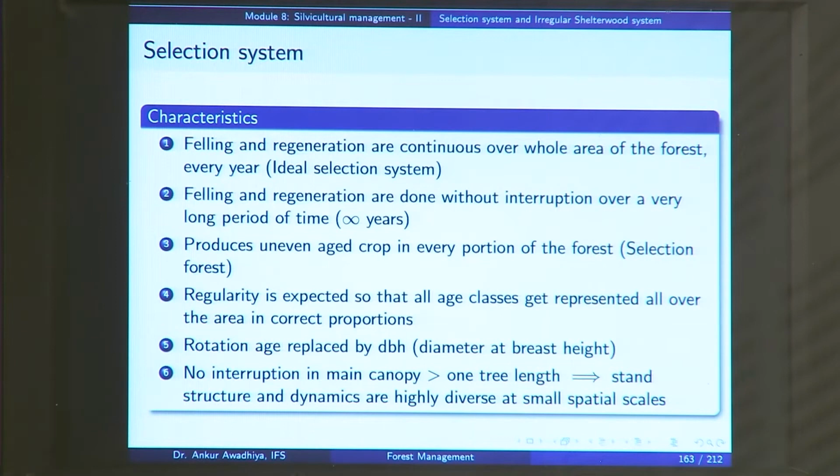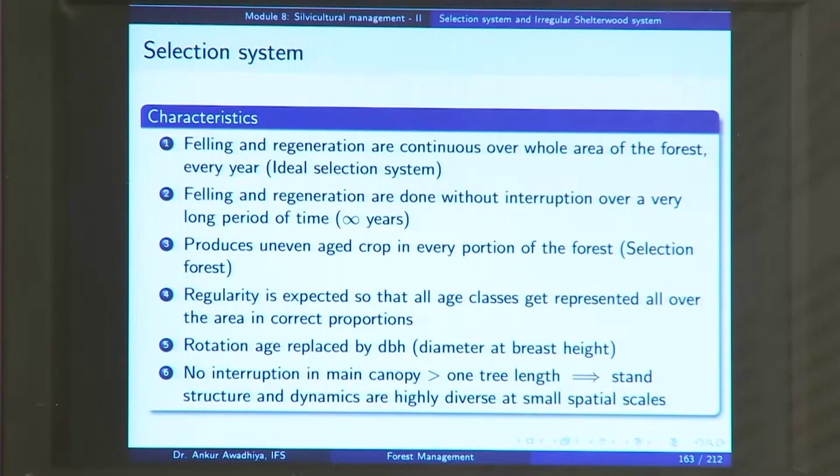Next, no interruption in the main canopy, because you are working all over the forest at all times and you are removing only those trees that are above your selection girth or selection DBH. So, there is no interruption in the main canopy that is greater than 1 tree length, which means that your canopy is continuously maintained all over the forest. There will be very small gaps that you create, but other than that you have a nearly continuous canopy for all times in perpetuity in the case of a selection forest.